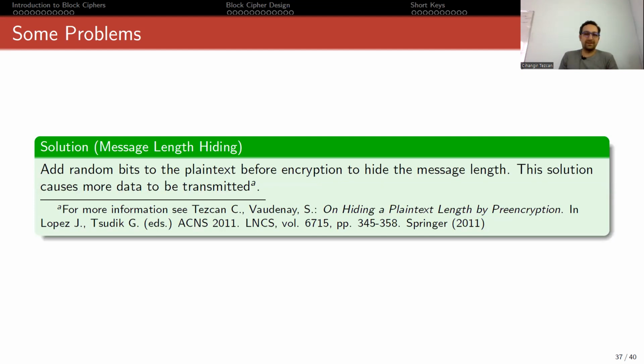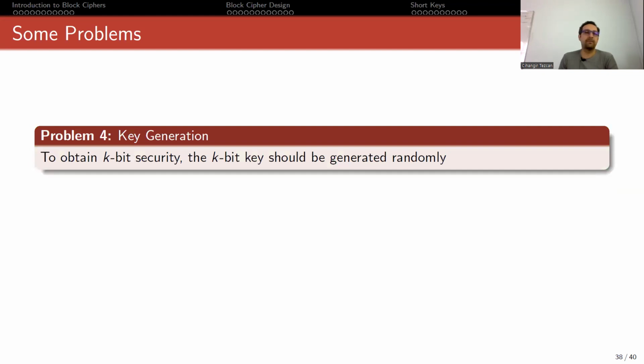A solution to this is that you can add random bits to the plain text before encryption to hide message length. And some protocols support this. There are some options. So you put extra information in your plain text, some random bits, maybe in a special pattern, so that when the person decrypts it, they know that that part is extra and they remove it. So this way you kind of hide your message length. But of course, this solution causes more data to be transmitted. In the past, I did some research on this. So if you want, you can look at it.